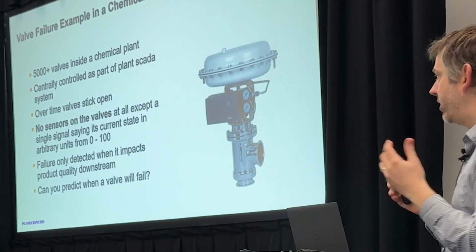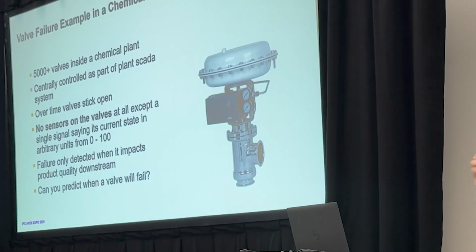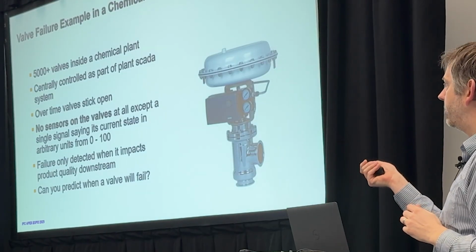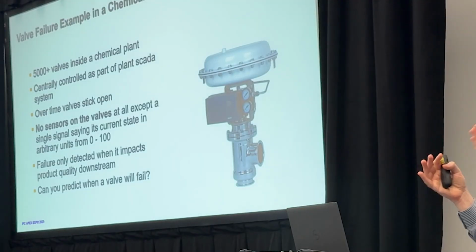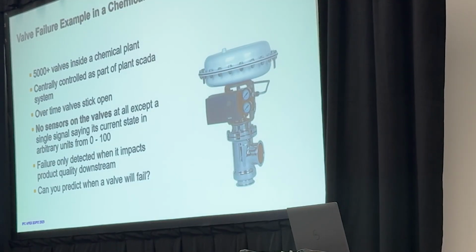And this is a super high value vaccine plant. Downtime is very expensive. But with 5,000 valves, you'd have to take the plant offline to replace one of them. So there's a really high cost to also do proactive maintenance. You've got to find that balance.